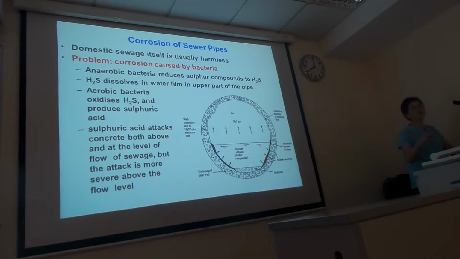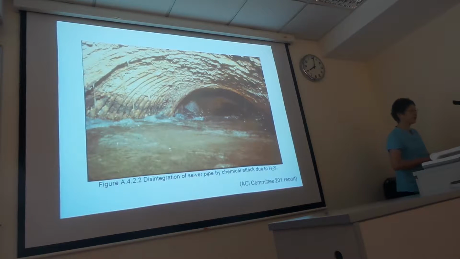Not only does it destroy the hydration products, it can also cause expansion. So in many situations, you can see the upper parts have severe deterioration of the concrete sewage pipe due to sulfuric acid attack. And oftentimes, the deterioration in this part is more severe compared to the part covered with the sewage. So this is actually a picture showing a sewage pipe damaged by chemical attack, mainly sulfuric acid. You can see all this concrete is deteriorated.